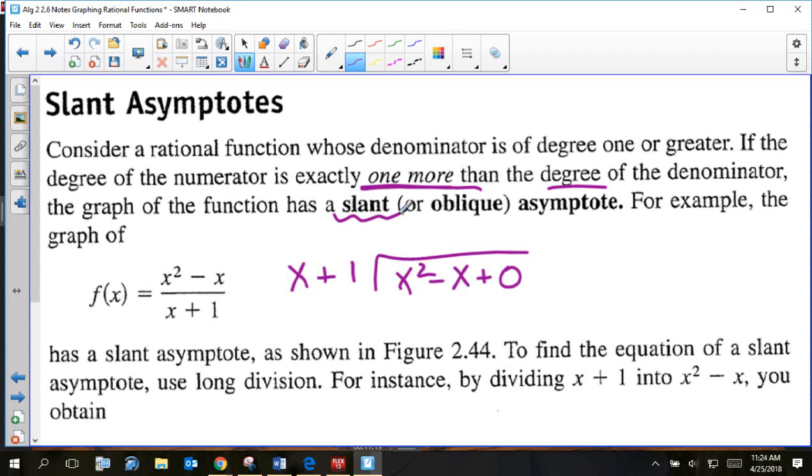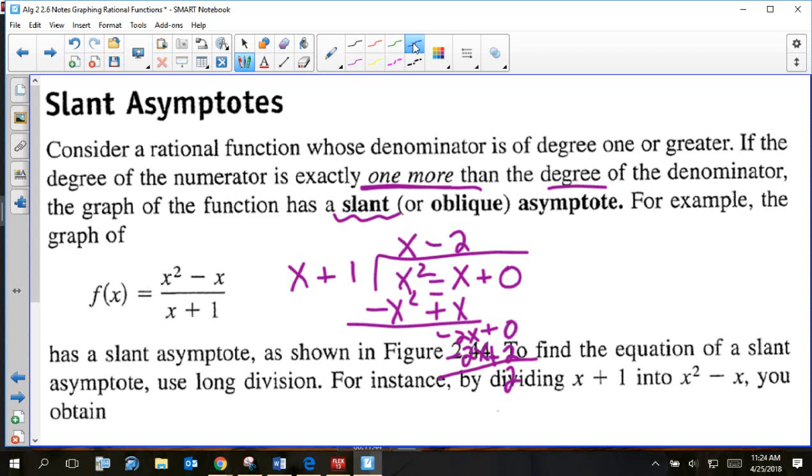You divide them. So I take x into x squared, and it's a good thing we've been practicing this. And then you subtract, and you bring it on down, divide, multiply, subtract, and we are done dividing.